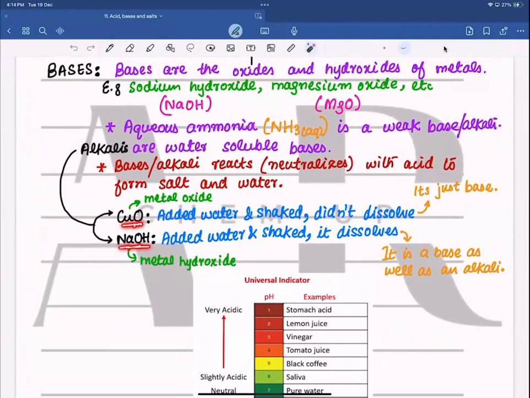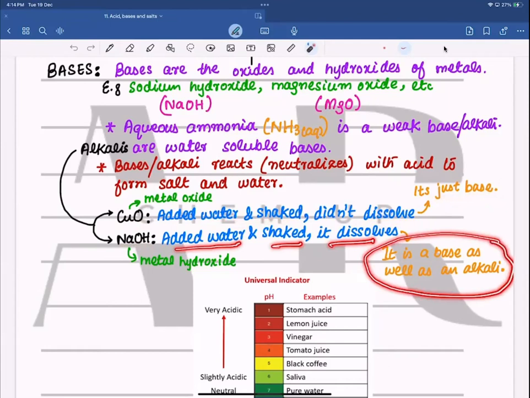So copper oxide, on adding water and when it is shaken, it didn't dissolve, which means it's just a base. But when we added water to sodium hydroxide and shook it, it dissolves. It indicates that it is a base as well as an alkali. Is this clear to all of you? Yes. That's where we ended the last class.